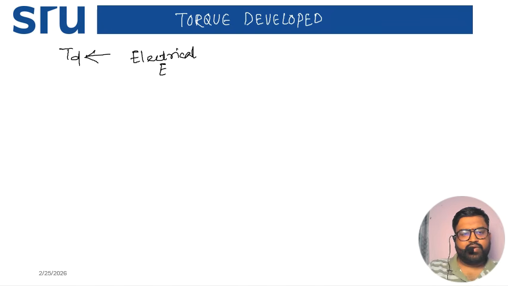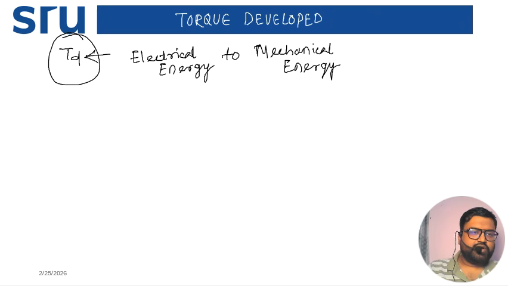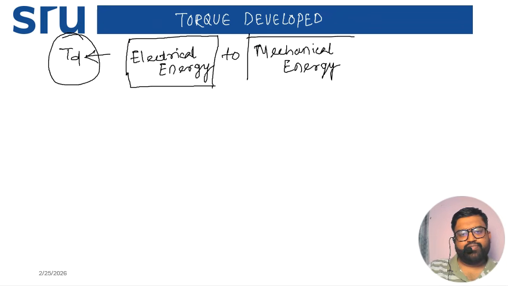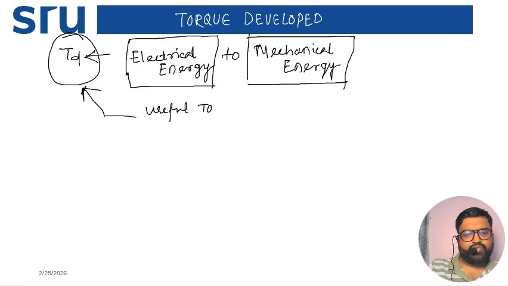Understand? This is the torque developed that is required to produce or convert electrical energy to mechanical energy. Understand my point? Okay. And another name for it is useful torque.